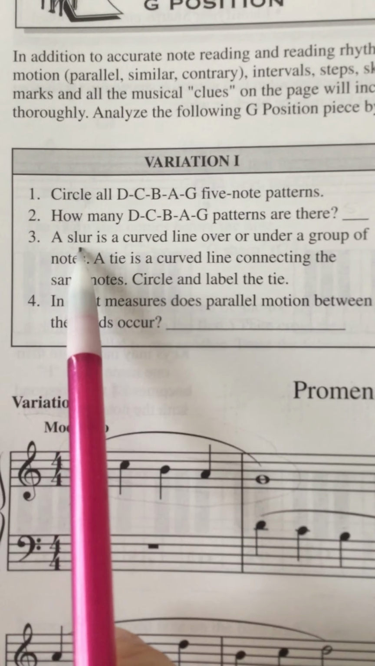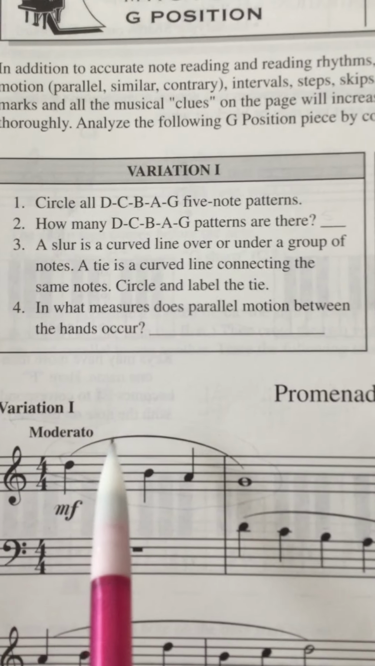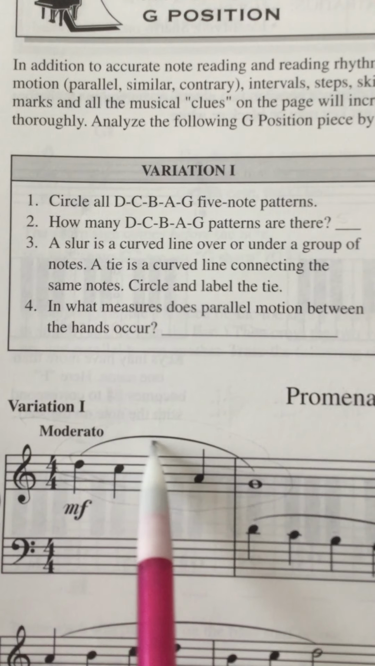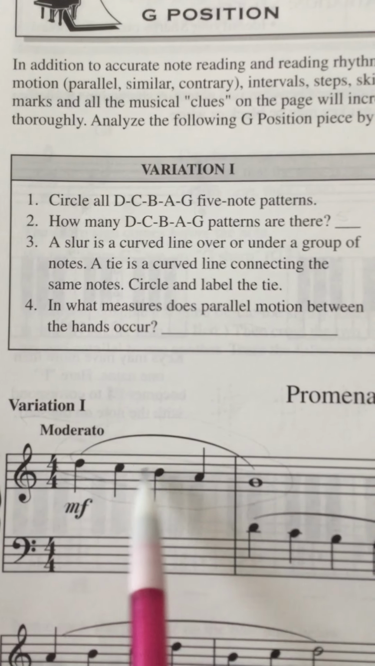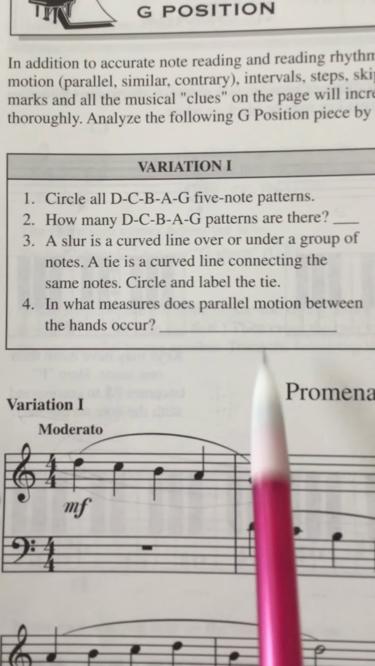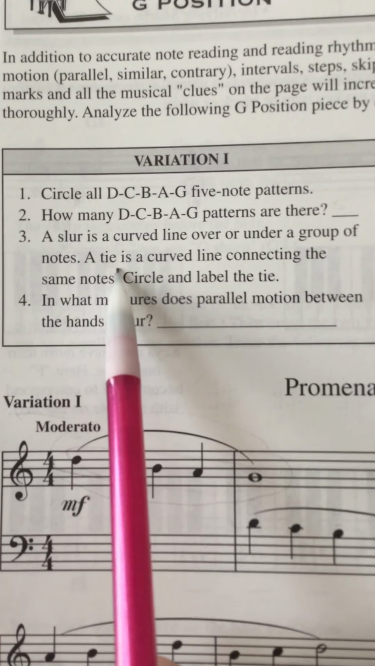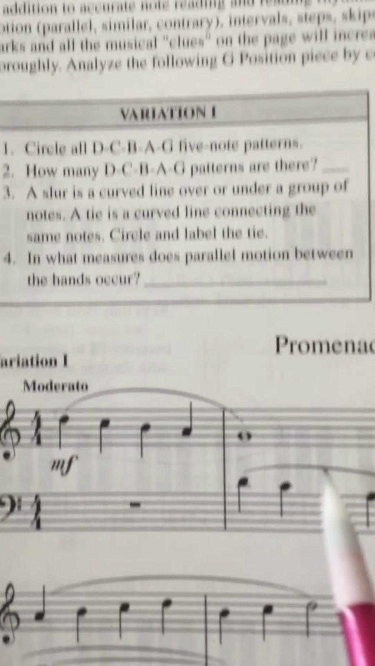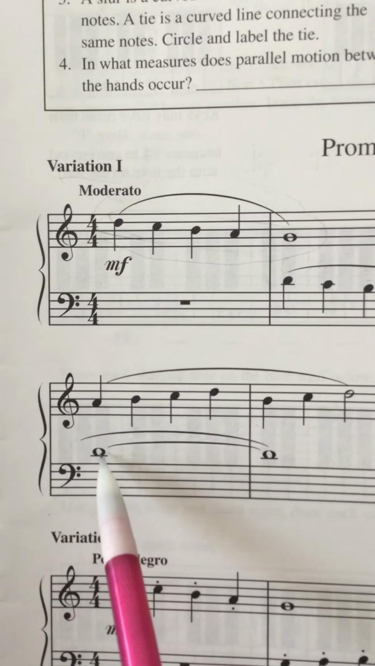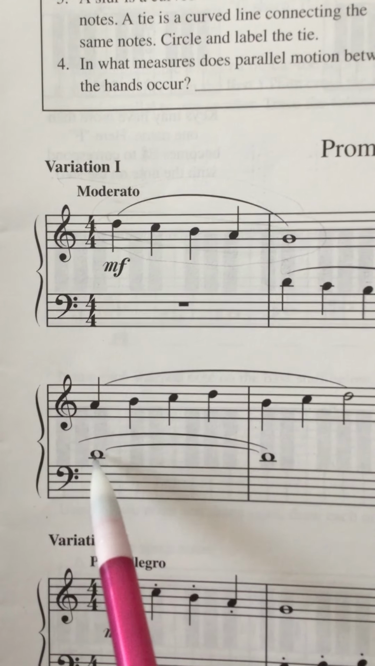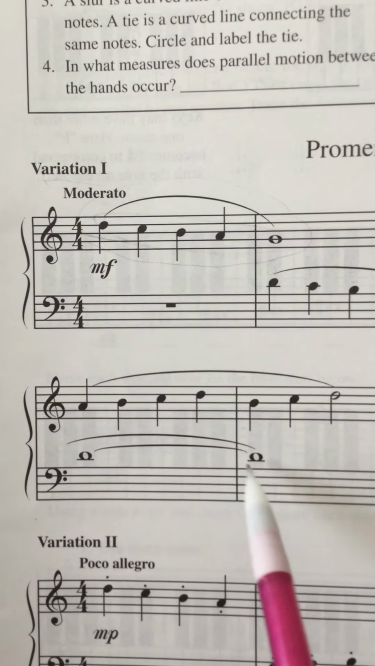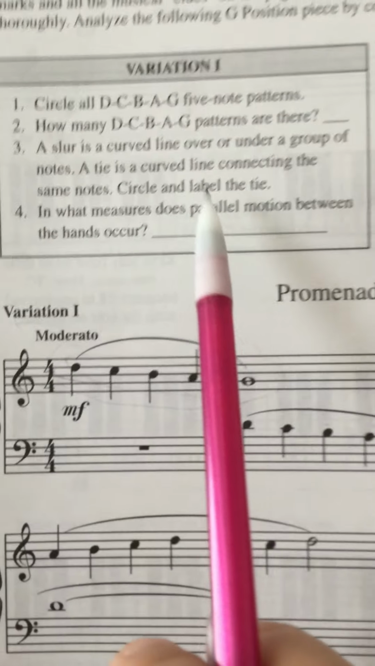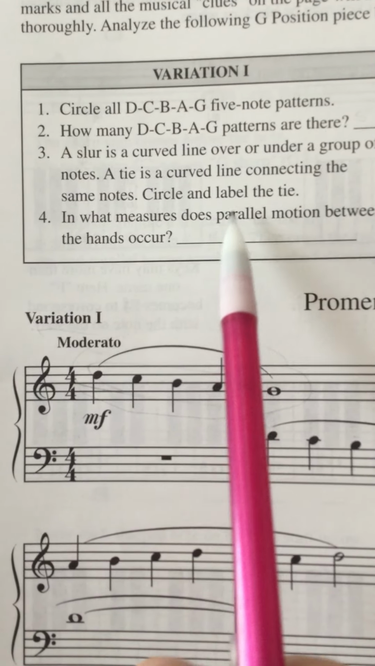And then they ask you about slurs. And we've looked at these a little in the piano method book. So the slur is when you've got this curved line, but it's covering different notes. You play them all, just keep them smooth. And then versus the tie, which is a curved line connecting the same notes, which you might see like here, right from here to here. That's a tie. Exactly the same note. You're holding this, continuing to hold that. Okay, so they want you to circle and label that tie.